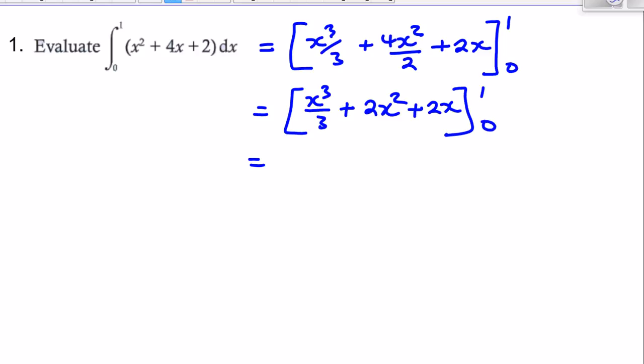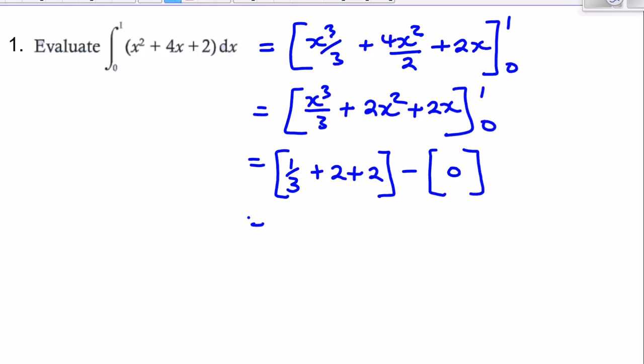Now, find the difference of these two. So I'll end up with 1 over 3 plus 2 plus 2, minus the second bracket, which will just be 0. So minus 0, because if you plug 0 into all this, it will just be 0. So my final answer will be 13 over 3. That's it. As you can see, our final answer is a numerical value. It's not a family of functions, it's a numerical value.